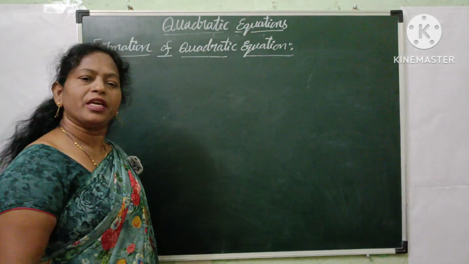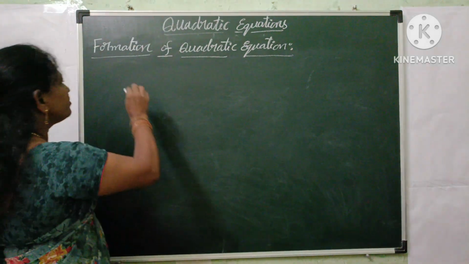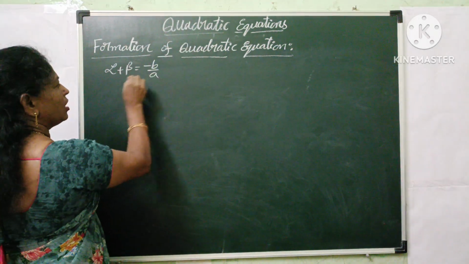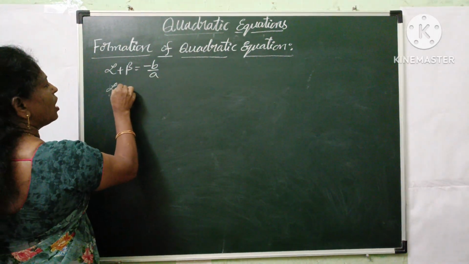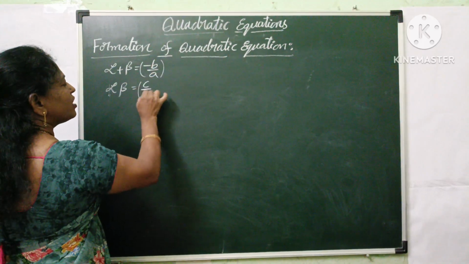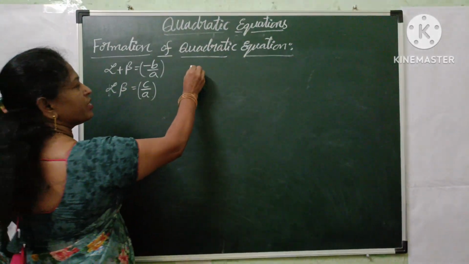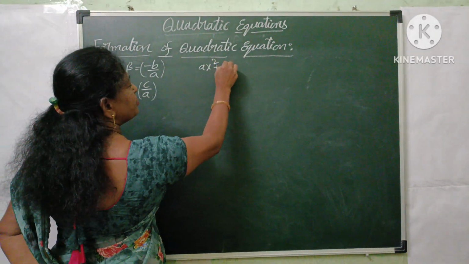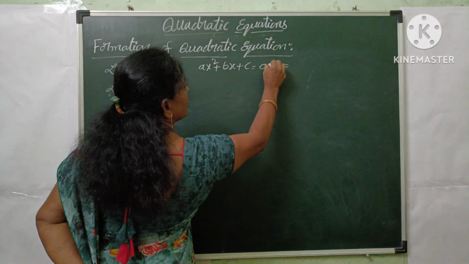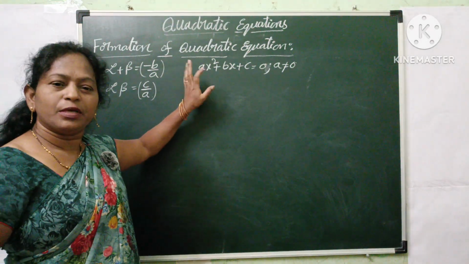Next, formation of quadratic equation. Already alpha, beta are roots of the quadratic equation. Then sum of the roots alpha plus beta equal to, already we know, minus b by a, and product of the roots alpha beta equal to c by a. When they are giving the sum of the roots and product of the roots, we need to form the equation. So here what is the quadratic equation? Ax square plus bx plus c equal to 0 and a not equal to 0.